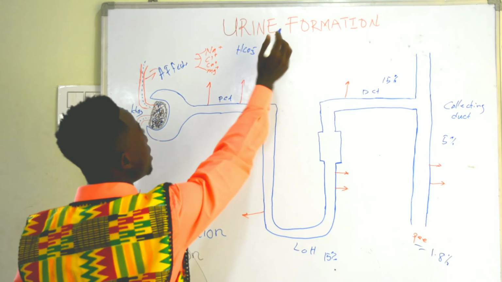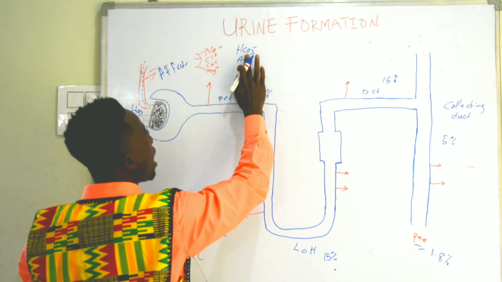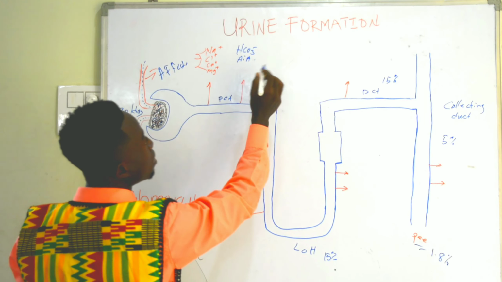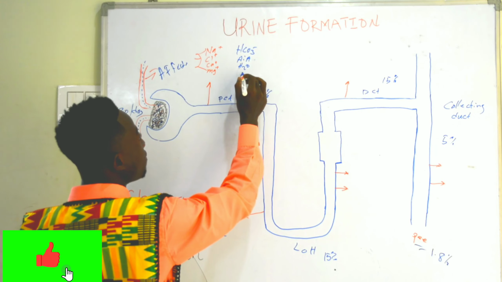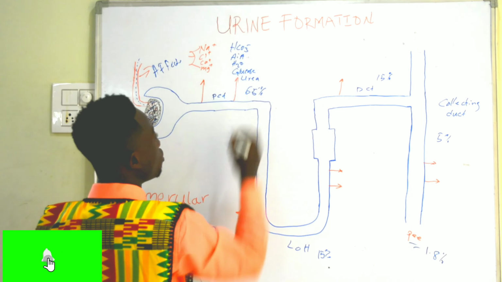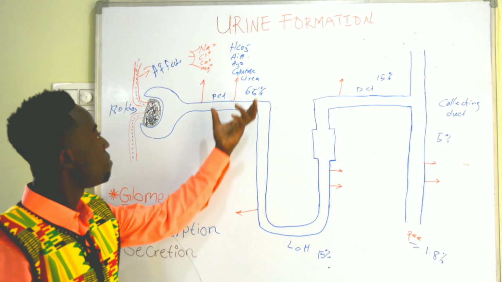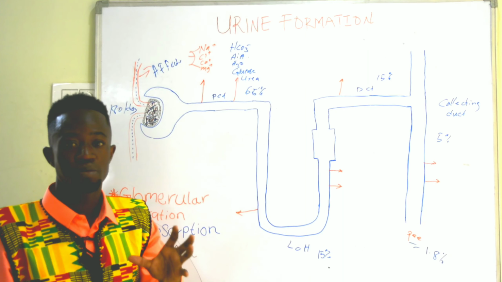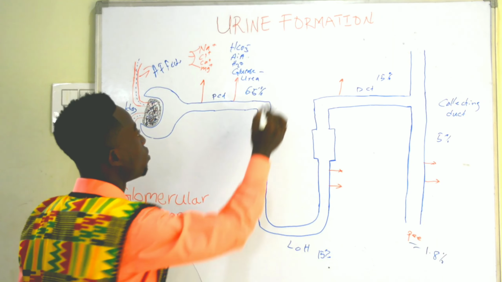Bicarbonates, and then we have amino acid, and then we have water, and then we have glucose, we have urea. So one major important thing is it's within the proximal convoluted tubule that glucose is reabsorbed 100%.